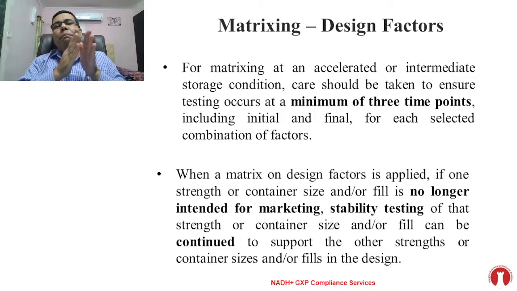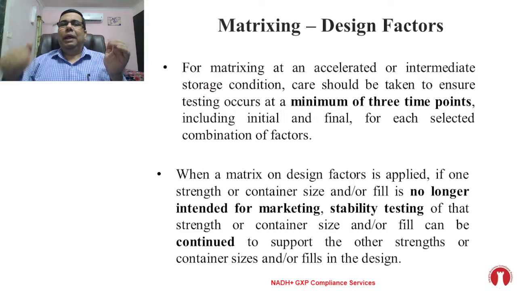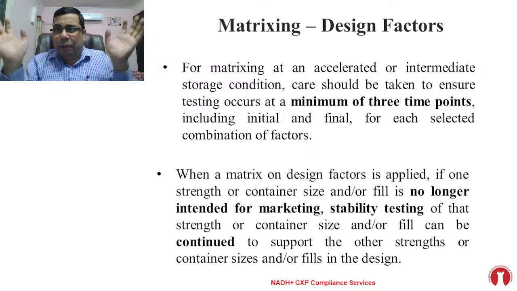What happens sometimes, suppose there are 4 strengths, 1 milligram, 2 milligram, 3 milligram and 4 milligram. All are manufactured, but there is no intention to market the 4 milligram. There is only intention to market 1 milligram, 2 milligram and 3 milligram. So you are manufacturing 1, 2, 3 and 4 milligram. Maybe in future you may intend to market 4 milligram, but today there is no intention to market this extreme, the largest strength. Take example, okay, I am giving example.